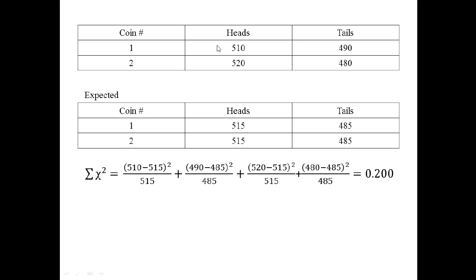We do a cell-by-cell comparison. We compare observed minus expected, square that, and then divide by expected. So for example, if we look at this upper left-hand corner cell, we have 510 observed minus 515 expected. So we have 510 minus 515 all squared in the numerator, divided by expected, 515. And then we just do the cell-by-cell comparison for each of the remaining three. So lo and behold, when I do this calculation, you get exactly what we got before, 0.200.